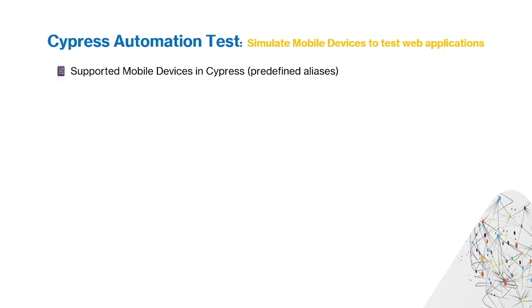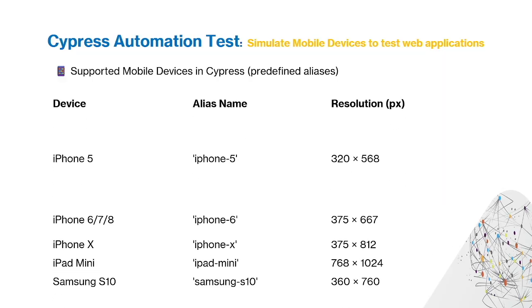Supported mobile devices in Cypress. We have the iPhone 5, iPhone 6, 7, 8, iPhone 10, iPad mini, Samsung S10. These are just a few, but there are many, including the newer iPhones and the newer Samsungs and Android phones as well.